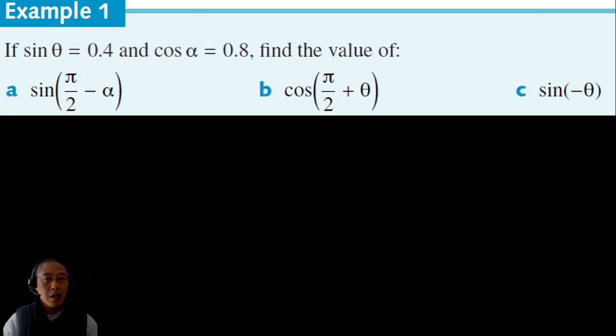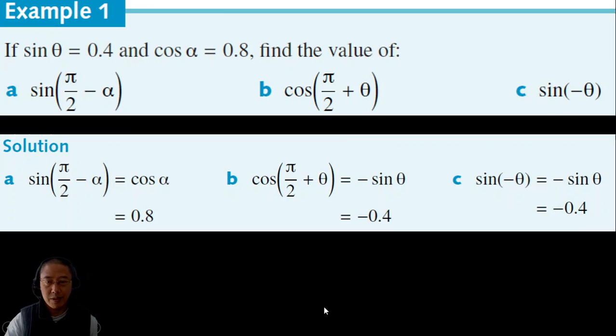All right. One example: you know sine of theta equals that value, and cos of alpha is equal to that value. Find those values. You're going to use the complementary angle property with a minus, the complementary angle property with a plus, and here you're going to use your negative angle properties. And here you will have your answers.